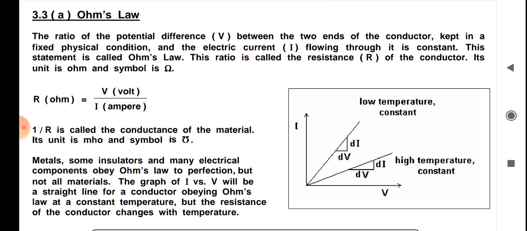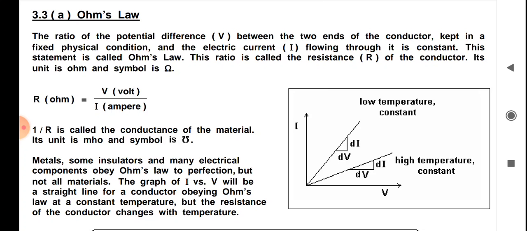So R equals V upon I, volt upon ampere. The ratio of the potential difference V between the two ends of a conductor kept in a fixed physical condition and the electric current I flowing through it is constant. This statement is called Ohm's law. This ratio is called the resistance R of the conductor. Its unit is ohm and symbol is Ω. Ohm equals V upon I, volt upon ampere.